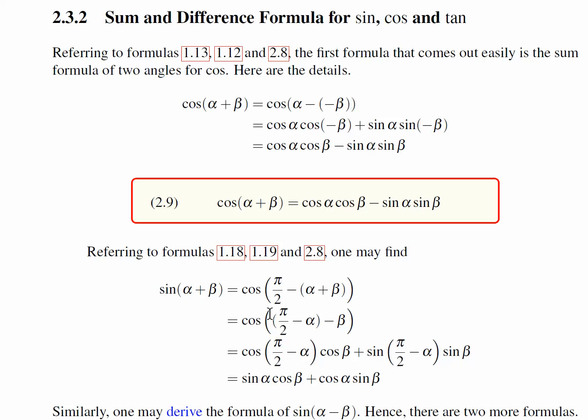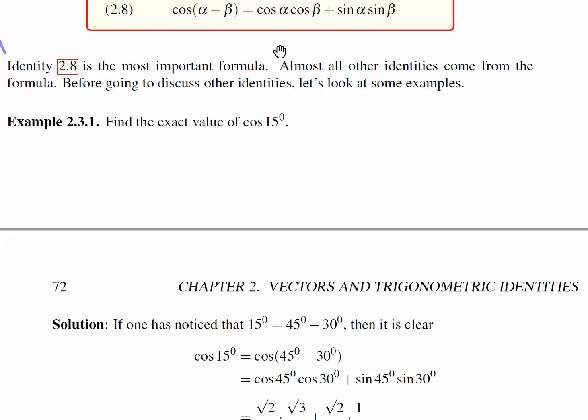But in this case, we want to combine pi over 2 minus alpha, because we want to use the difference formula for cosine. Now, cosine of one angle, which is pi over 2 minus alpha, this is one angle, minus the other angle. Then by the formula we learned before, again 2.8 right here, minus, plus.